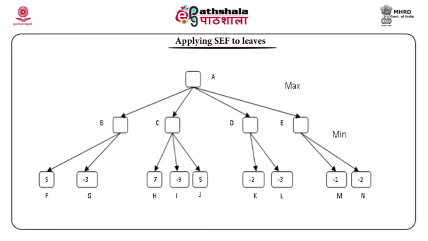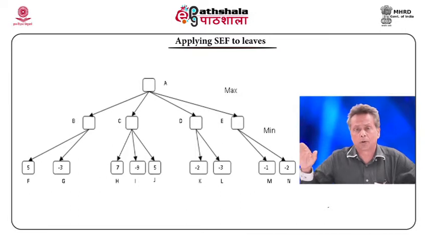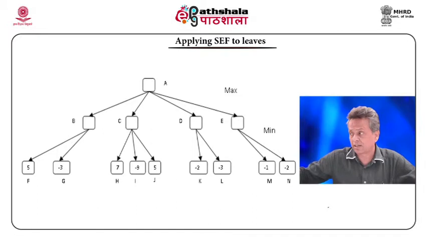Now how do I have 2 children of B? It is basically decided by this plausible move generator. I assumed it exists, so I am not worrying about that right now. C has 3, B has 2 and E has again 2.